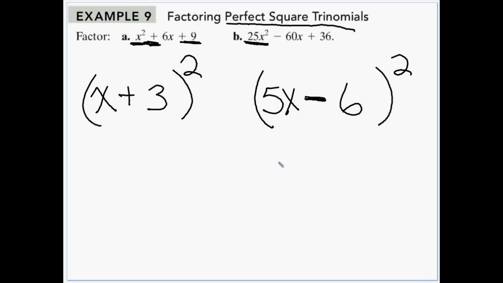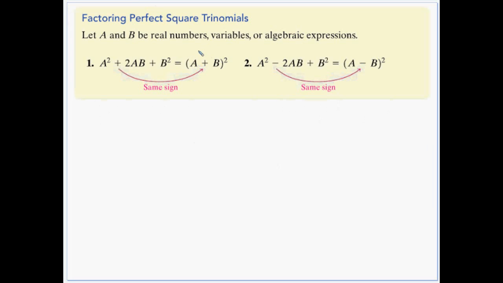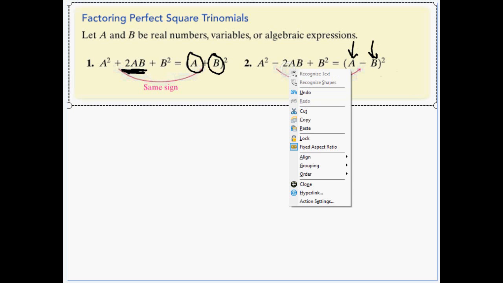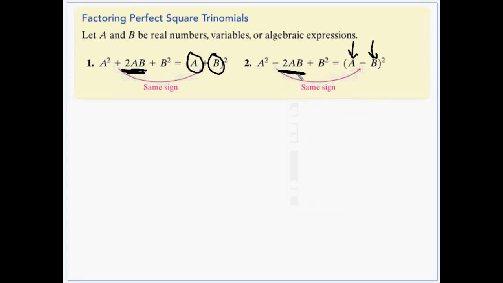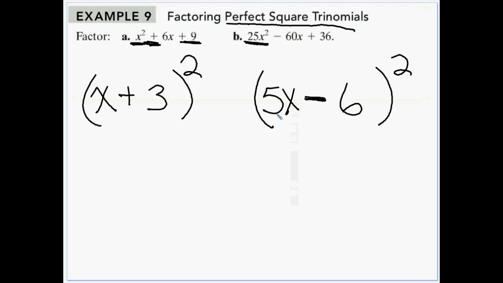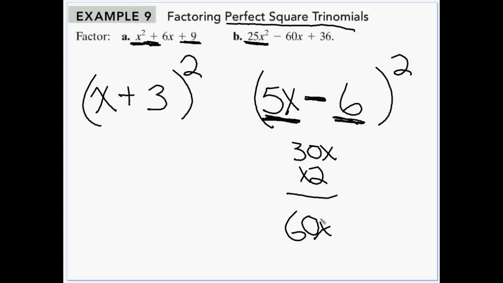And here, if you're not sure, we can always check our middle term. If we know this is A and this is B, the middle term is A times B, and then you double it with a 2. Same over here. You've got A and B. The middle term will be A times B, and then you multiply that by 2. So let's check our middle term. If I multiply 5x times 6, I get 30x. And then if we times that by 2, we get 60x like we started with. Just to check your middle term. If we do it here, 3 times x is 3x, and if we double that, we get 6x, just like it should be.